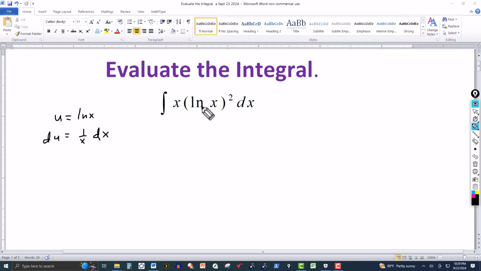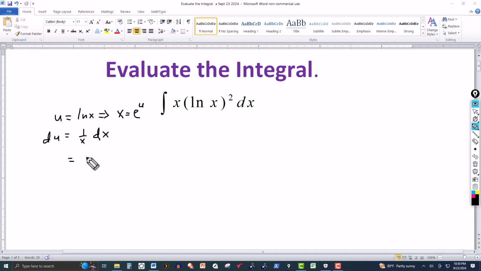So this ln of x will be the u. We're converting from the variable x to u. I need a replacement for x. So from this right here, using your definition of log, the base here is e. So x should equal this base e taken to the u power. So x should equal e to the u.